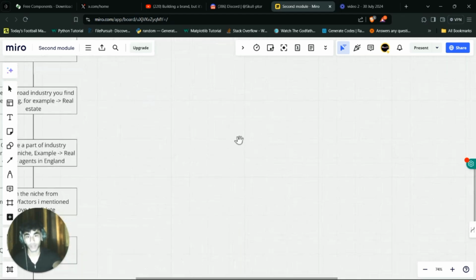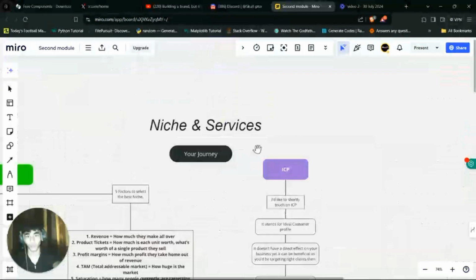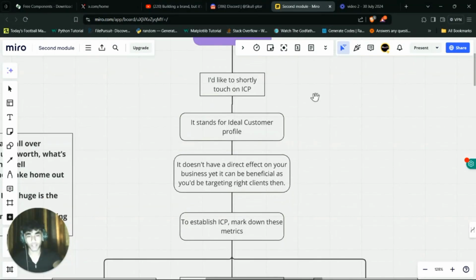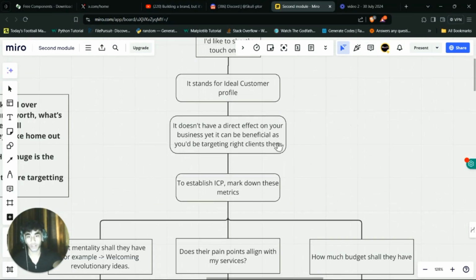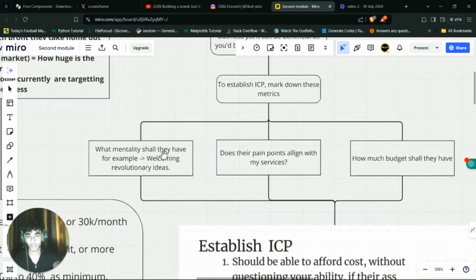Next comes in ICP, so I'd like to shortly touch on that. It's not a big topic out here like niche. Now ICP stands for Ideal Customer Profile. It doesn't have a direct effect on your business, yet it can be beneficial as you'd be targeting the right clients then. To establish an ICP, mark down these questions, I've said the metrics here. What mentality shall they have? For example, welcoming revolutionary ideas.